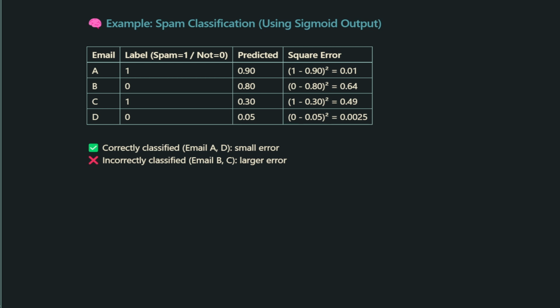Almost perfect. So the key takeaway is when predictions are correct, squared error stays very small, but when predictions are wrong, the error grows much bigger because of the squaring. That's why squared error is often used when we want to penalize big mistakes more heavily.